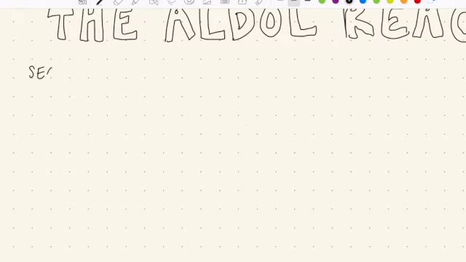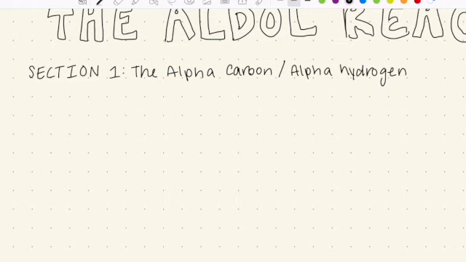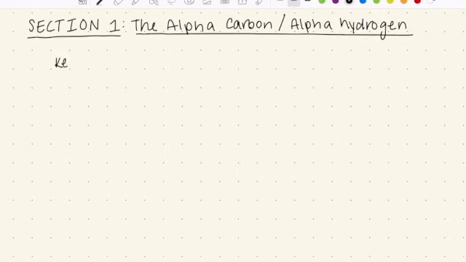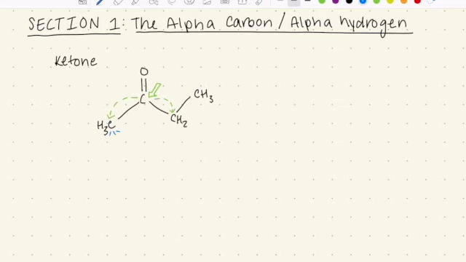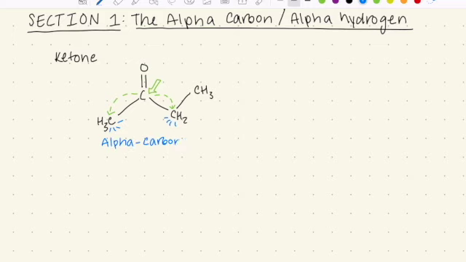The first thing you're going to need to know is what an alpha carbon is and what an alpha hydrogen is. So if we have a ketone with a carbonyl group, the carbons that are one carbon away from the carbon in the carbonyl group are going to be alpha carbons. These carbons have hydrogens attached to them and we call them alpha hydrogens.